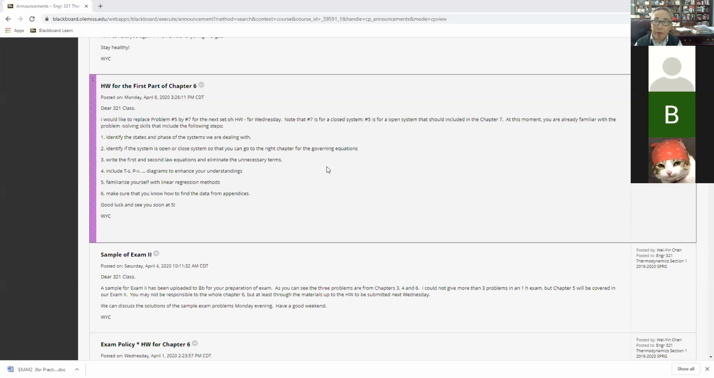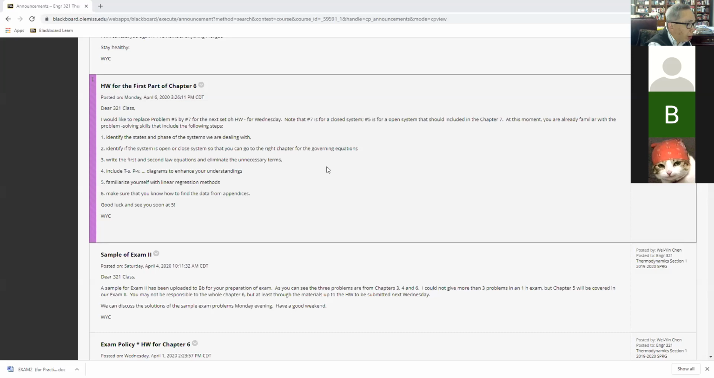Second problem involve, it's a simple problem, but it does involve the use of first law and second law. But for both problems, once you identify the system, determine if it's an open or closed system, go to the right chapter to define the right equations.